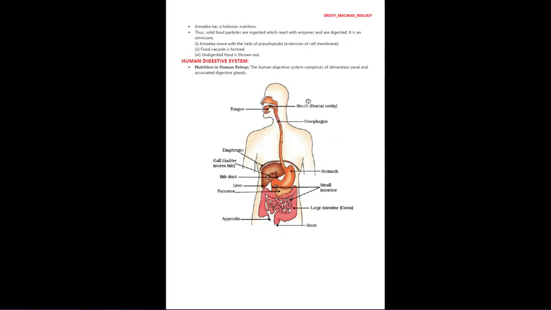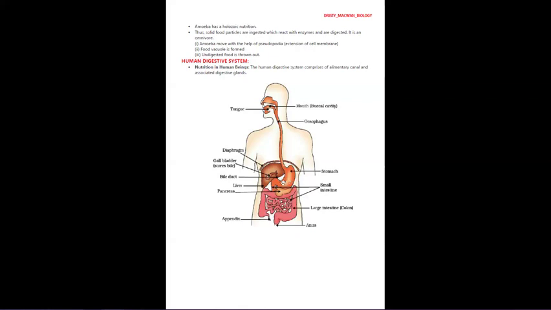So starting with the mouth, in the buccal cavity there is the presence of the tongue, and there are salivary glands, and these salivary glands secrete the saliva, and this saliva has an enzyme which is responsible for digesting the starch, and it gets converted to simple sugar, that is glucose. After that there is the esophagus, a narrow small tube which is responsible for swallowing the food from the mouth to the stomach. The next organ is the stomach, where the digestion takes place.